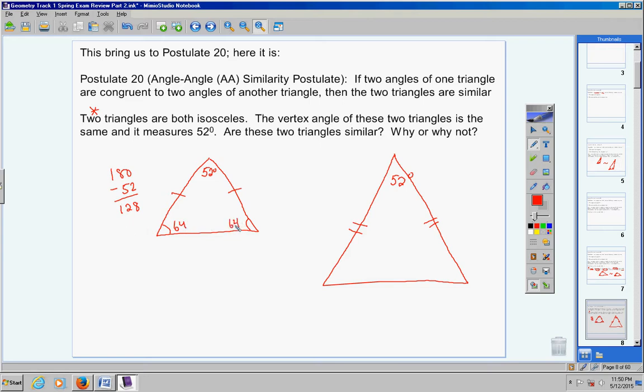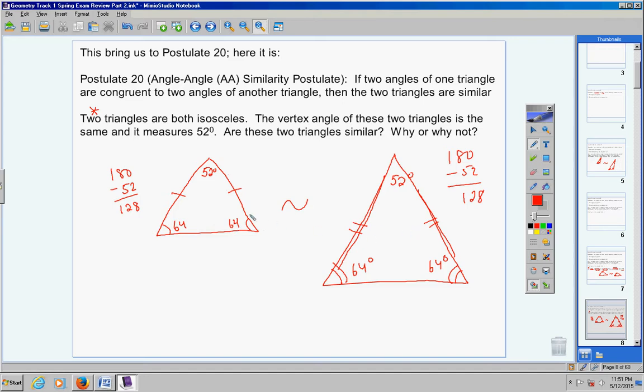Now, guys, you can probably see what's happening already. The same thing's going to happen over here. If this side here is congruent to this side here, then their opposite angles are congruent. So this angle here is congruent to this angle here. So if I take 180, subtract 52 from it, I get 128. Divide that by 2, I get 64 degrees. 64 degrees, yes. These two triangles are definitely similar because I know that three angles here are congruent to three angles over here.